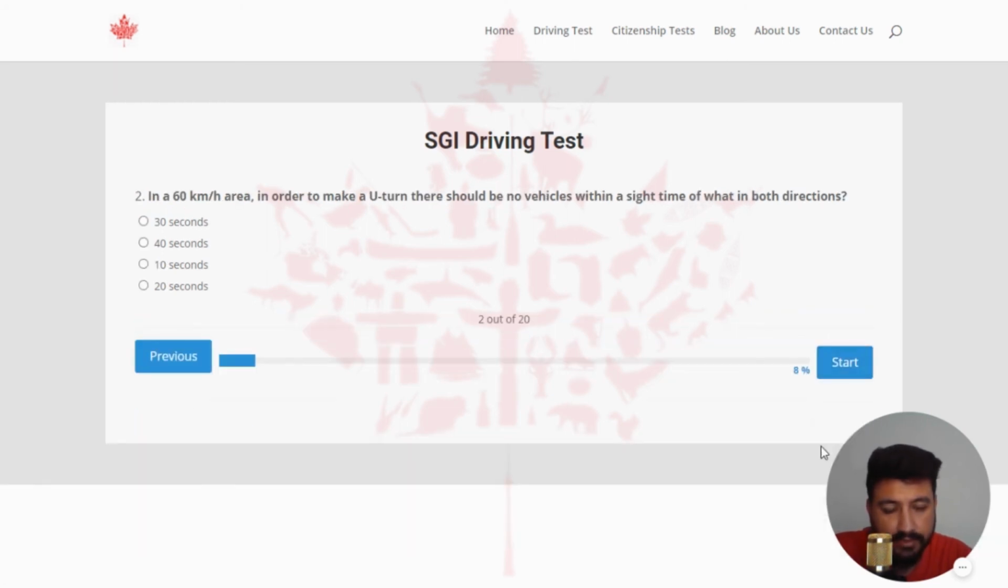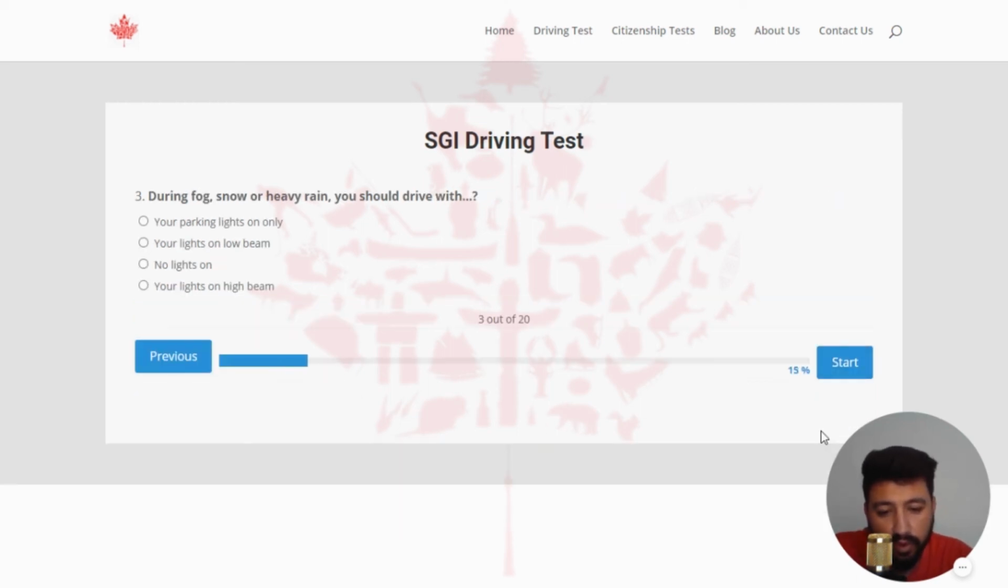Next. In a 60 km/h area, in order to make a U-turn, there should be no vehicles within a sight time of what in both directions. The right answer of this question is 20 seconds. Next. During fog, snow or heavy rain, you should drive with. The right answer of this question is your lights on low beam. So I'm going to select the second one.